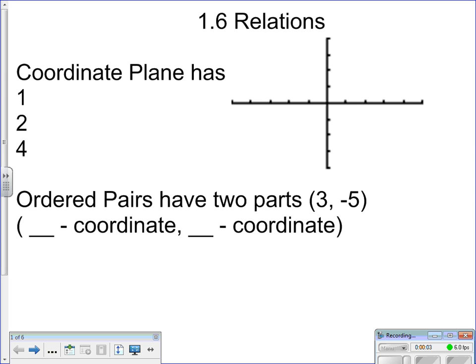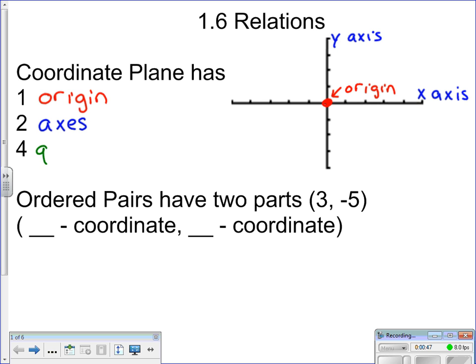Lesson 1.6, relations. Now over to the right here is a coordinate plane. A coordinate plane has one origin. That's the point in the middle. It is divided with two axes. There's the x-axis and the y-axis. And then finally, there are four quadrants.